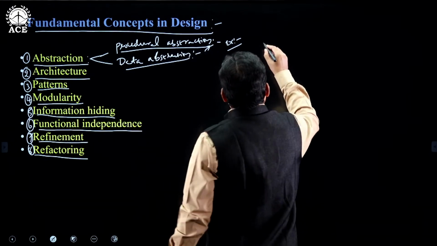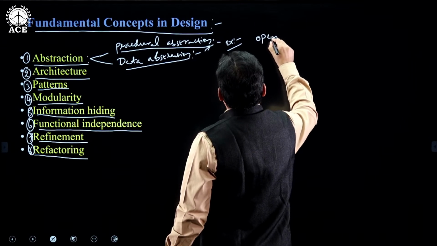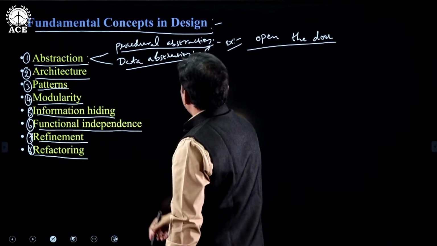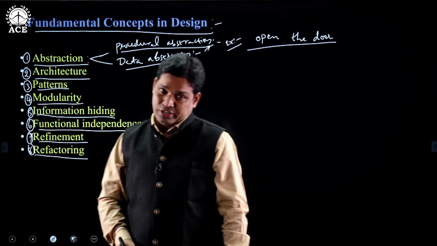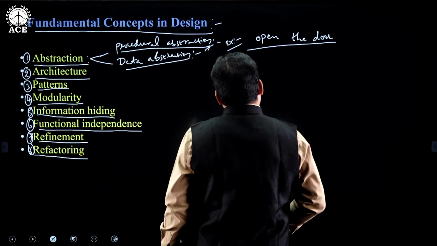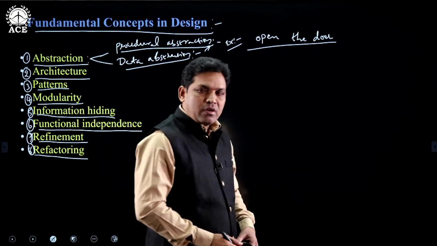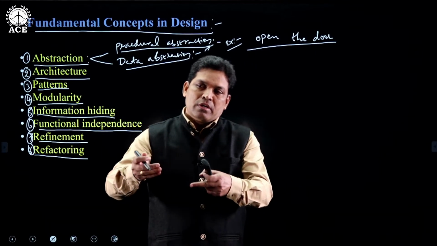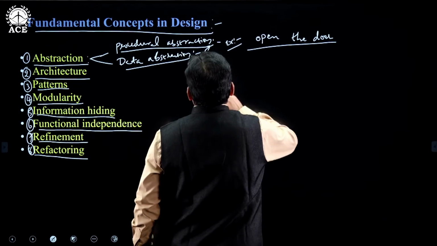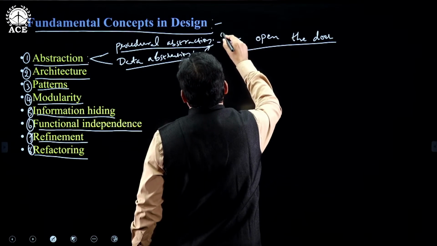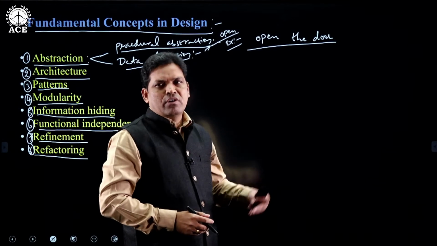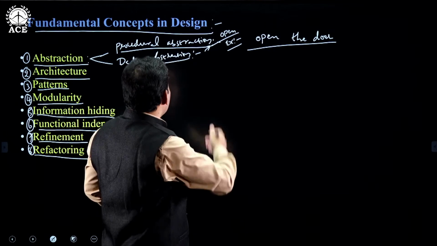The example here is: open the door. So what is the procedural abstraction here? To open a door, some procedure is supposed to be followed: reach the door, grab the knob, open the door. That is what comes under procedural abstraction. So open is the example of procedural abstraction. To open a door, you have to follow a set of instructions.